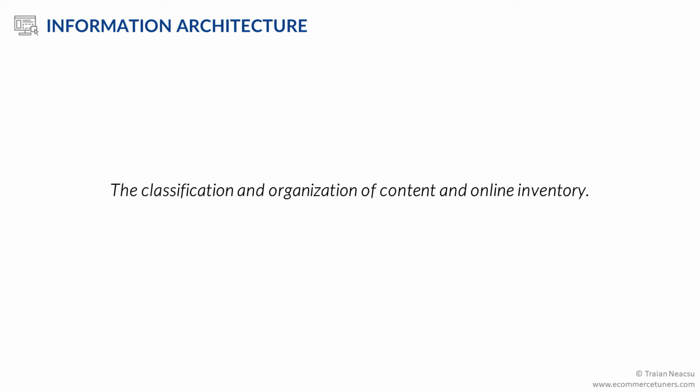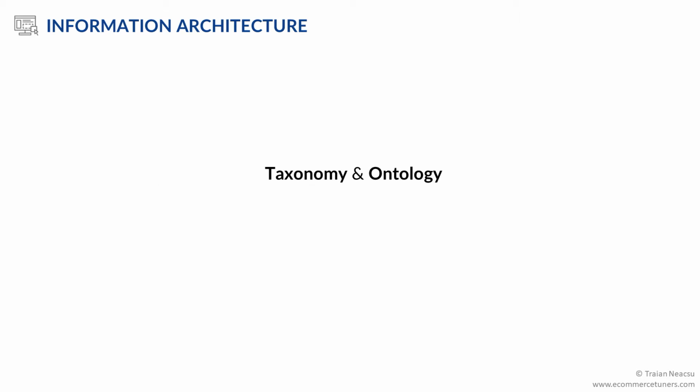From an e-commerce standpoint, let's oversimplify the definition of information architecture to this single sentence: the classification and organization of content and online inventory. You should be familiar with two other important information architecture concepts: taxonomy and ontology. While these names might be intimidating, the concepts are actually pretty easy to understand.